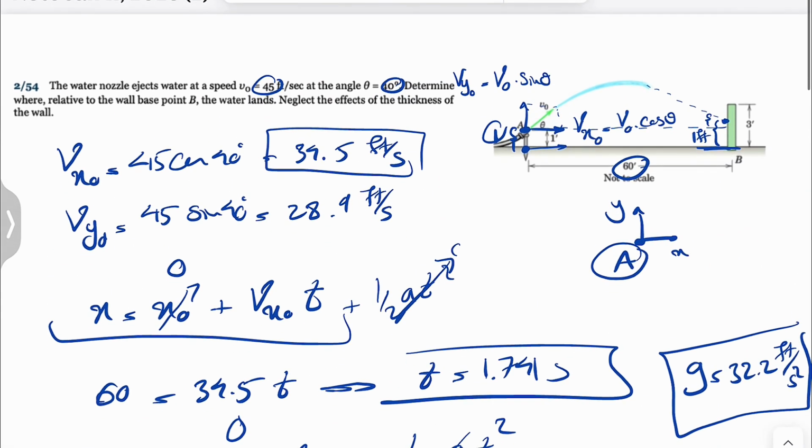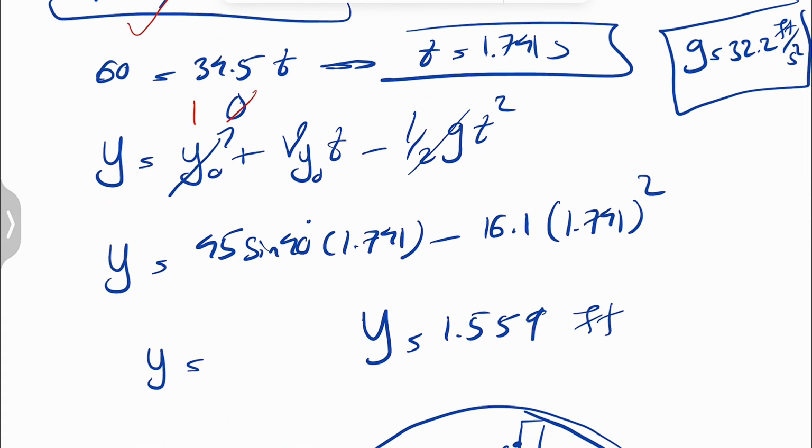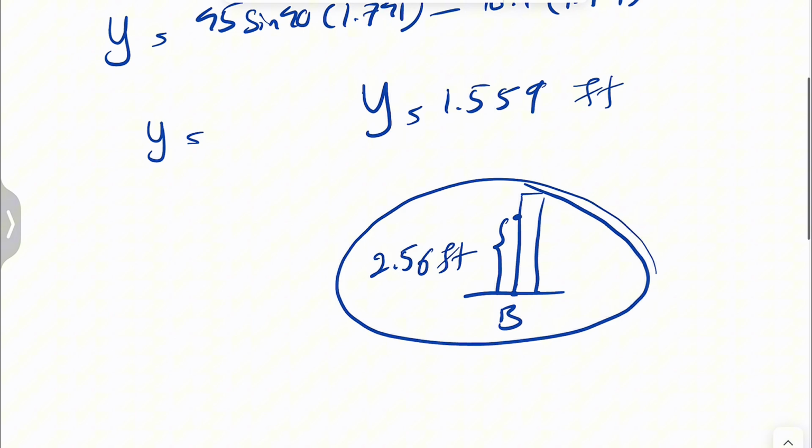Again, to avoid this extra step, we can put our origin right at the surface instead of at A. Everything is going to be the same, except we just have to put 1 in here as y0, and we're going to get that final answer.